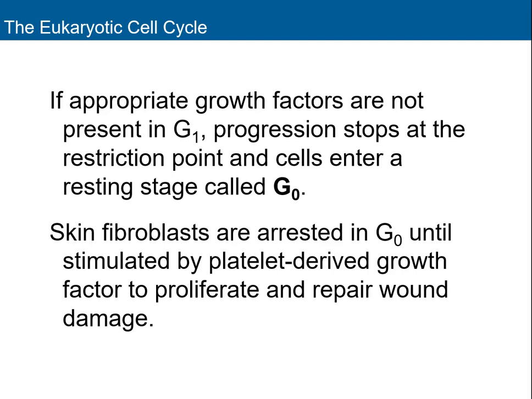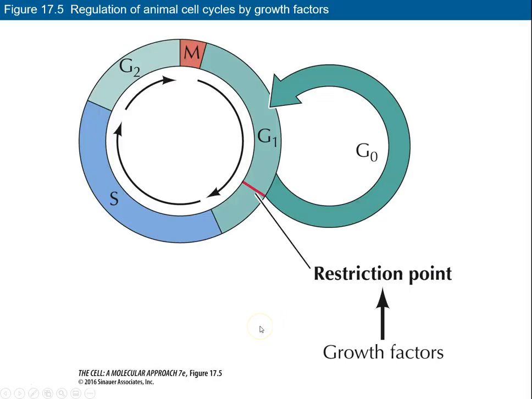Okay, all right. So it says here, skin fibroblasts are arrested in G0 until they're stimulated by PDGF. I think I mentioned PDGF maybe in that cell signaling lecture, platelet-derived growth factor. So these skin fibroblasts are only going to be stimulated to proliferate if there is a cut, or a wound, to repair. They're sitting there waiting for this growth factor signal to then enter the cell cycle and progress through, okay?